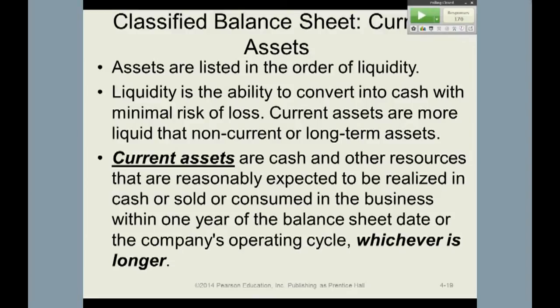Now, by definition, this is important because we're going to tell you that current assets are cash and other resources that are reasonably expected to be realized in cash, used up, or consumed within 1 year or operating cycle, whichever is longer. Now, the operating cycle concept is important because there are a lot of businesses. So I guess we had a question about, do some businesses have operating cycles that are greater than a year? And the answer is yes. And I'll show you an operating cycle in a minute, and I'll also show you what types of businesses you could have.